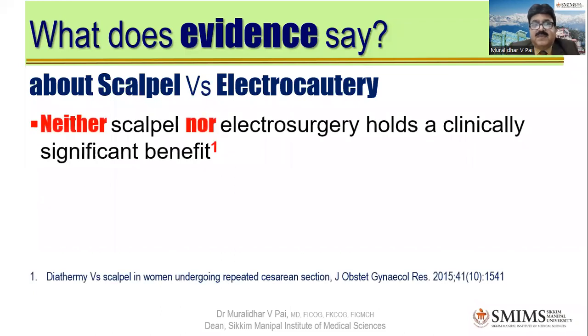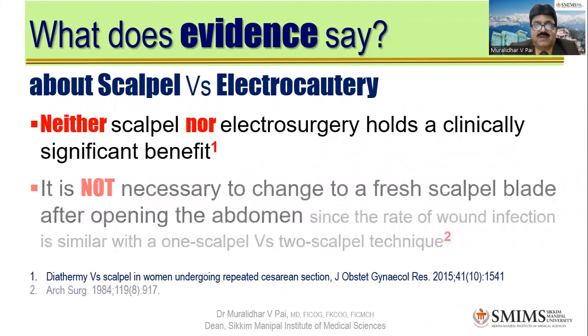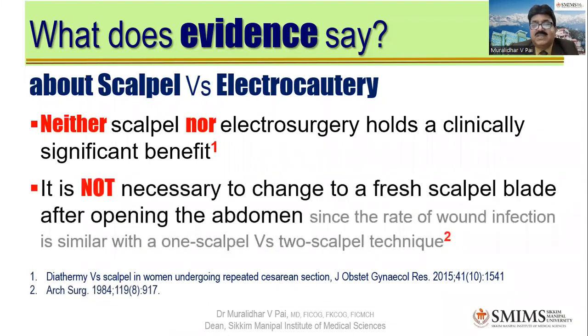And further, neither scalpel nor electrosurgery holds a clinically significant benefit. So why bother at all? It is not necessary to change to a fresh scalpel blade after opening the abdomen. Some surgeons have a style: for the skin, they use one scalpel, and inside they use another scalpel. See, it is very superfluous.